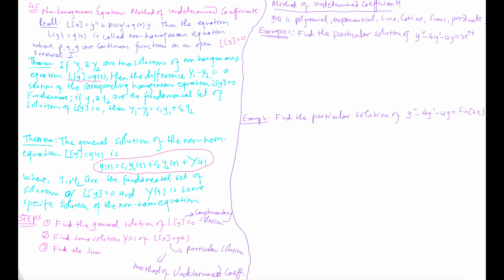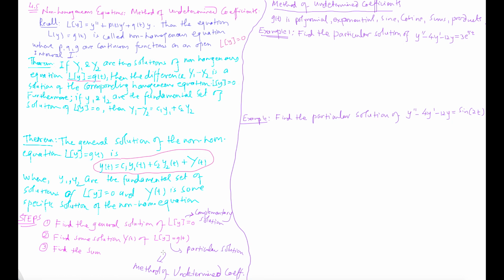Now, what are the steps to solve a non-homogeneous equation? Find the general solution of the homogeneous part first, which we call the complementary solution. The method we have used so far is basically the eigenvalue method to solve the homogeneous part. Then find some solution Y(t) of the non-homogeneous part, which we call the particular solution. For the non-homogeneous equation, we find at least one solution, called the particular solution.